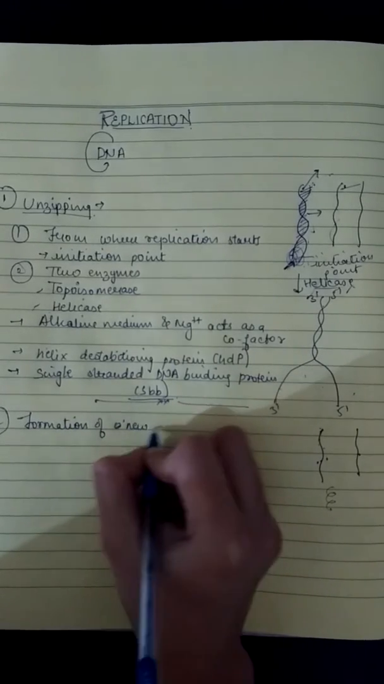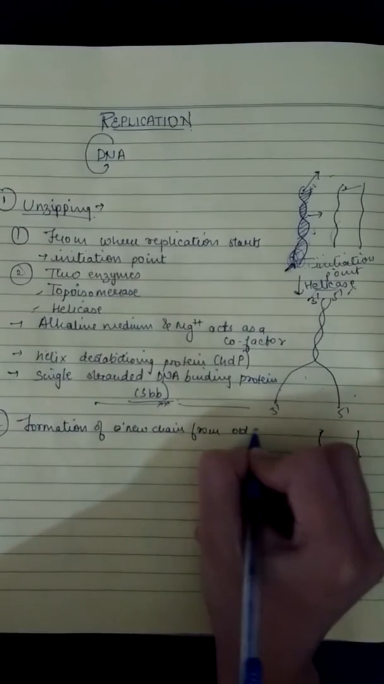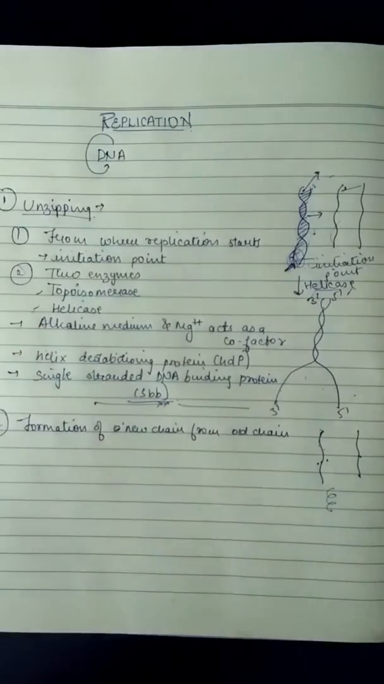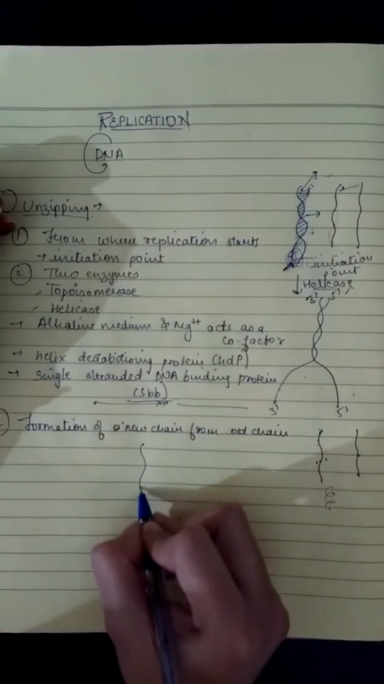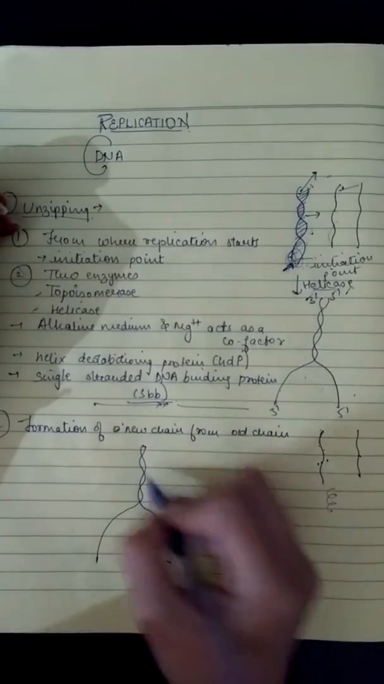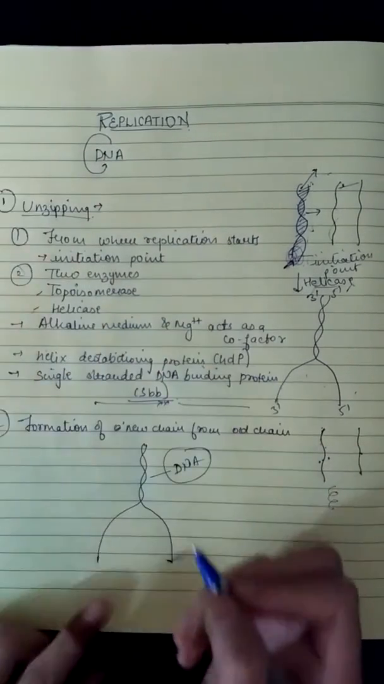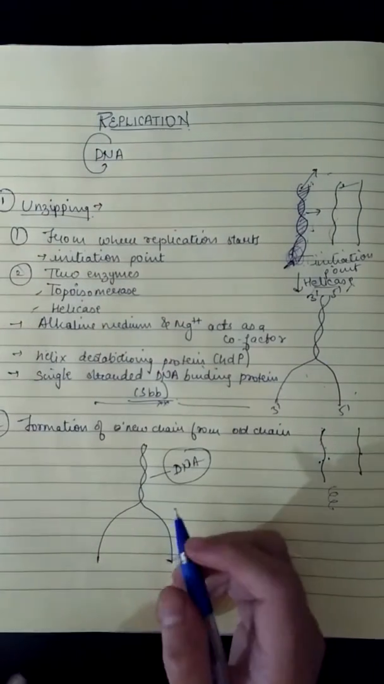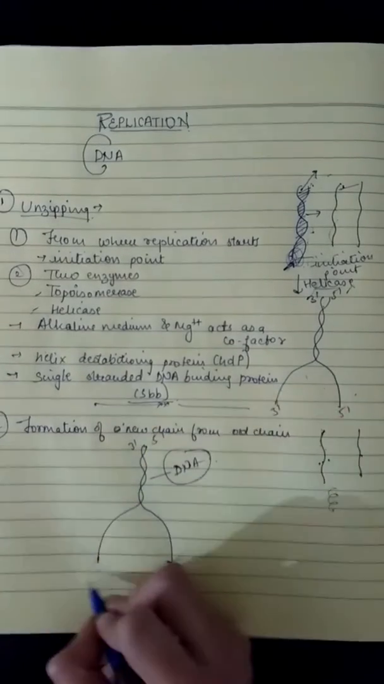And the second step is the formation of a new chain from the old chain. Okay, so this is the DNA which we get from the first step. We get this type of a DNA which has a polarity 3 dash 5 dash, 5 dash 3 dash.